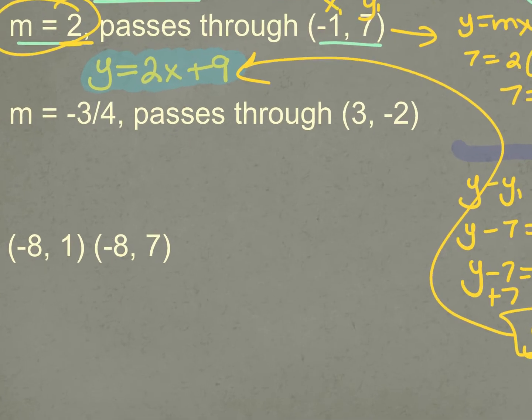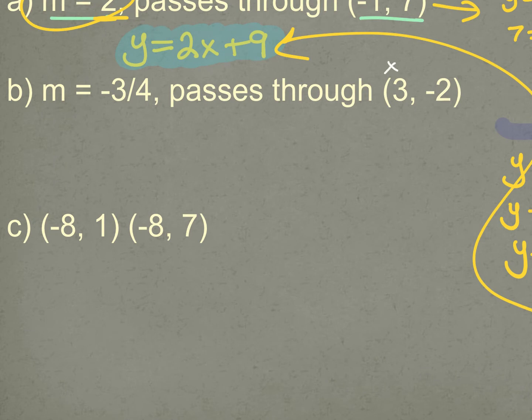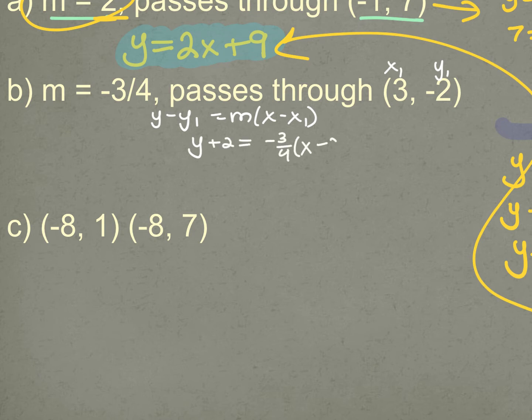All right, so with this one, I'm going to plug it into point slope. So this is my x1, this is my y1. y minus y1 equals m, x minus x1. y minus a -2 becomes plus 2 equals -3/4, x minus 3. I'm going to distribute the -3/4. And it becomes a positive 9/4.